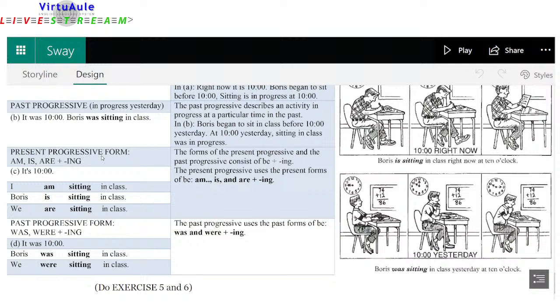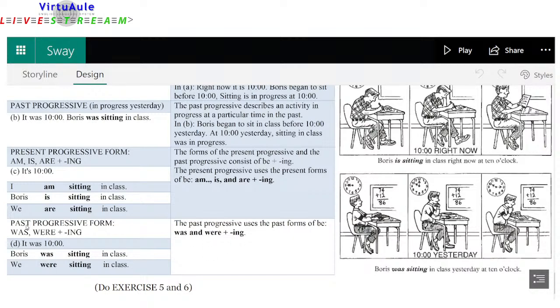The present progressive form is am, is, are plus the verb in ing. So it's 10 o'clock. I am sitting in class. Boris is sitting in class. We are sitting in class. So the forms of the present progressive and the past progressive consist of be plus the verb in ing. The present progressive uses the present forms of am, is, and are. Those are the present forms. The past progressive uses the forms was and were plus the ing.